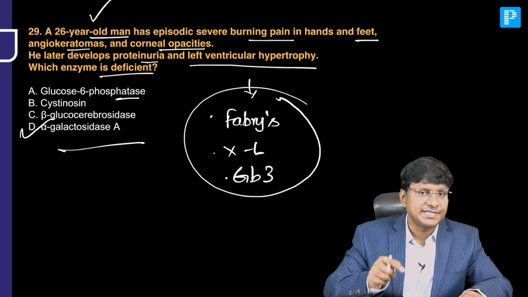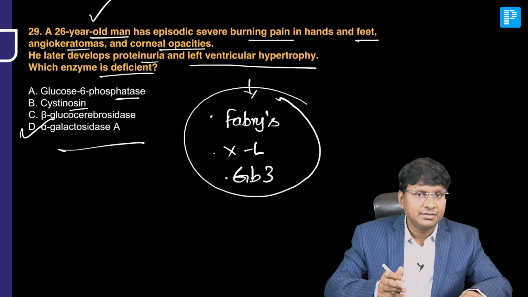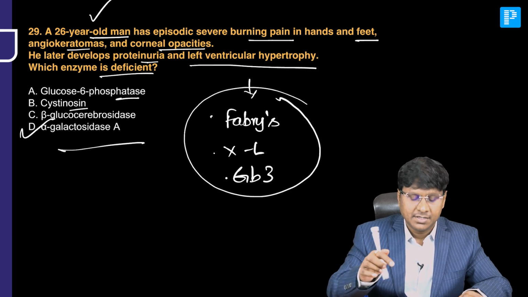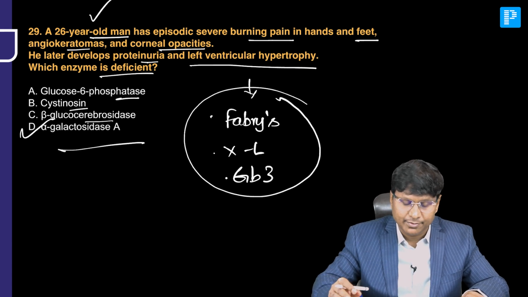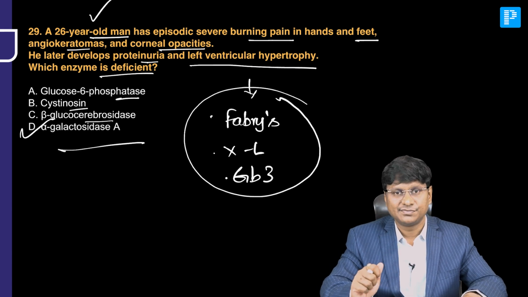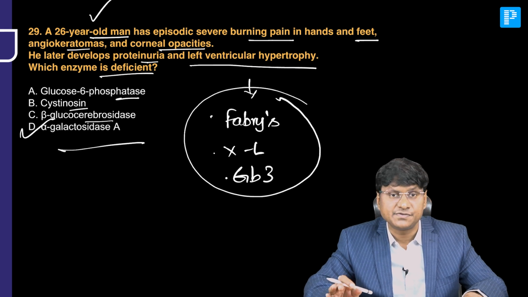Whereas glucose 6-phosphatase is deficient in case of von Gierke's disease. Cystinosin, right? It is nephropathic cystinosis. And the beta-glucocerebrosidase, that is deficient in case of Gaucher's disease, right? So this is about the alpha-galactosidase A deficiency, that is Fabry's.